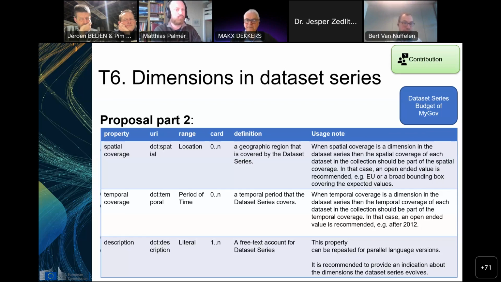Okay. There's a question on temporal dataset series of spatial datasets from Jeroen and Pim. Can you give an example?